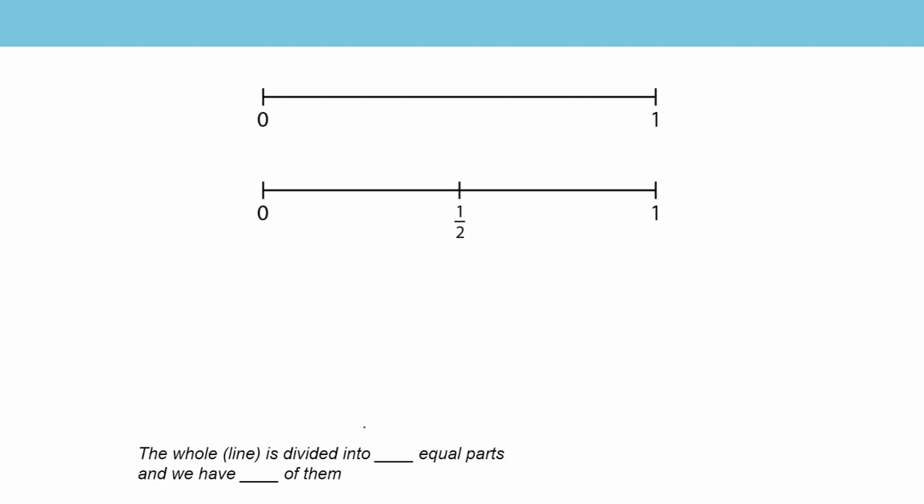I'm going to use a sentence stem to help me this time. What I want you to do whilst I'm using the sentence stem is look at the empty number line above and place your finger where you think 1/3 would be positioned on this number line. So the whole is divided into 3 equal parts and we have 1 of them. Let's have a look. This is where the third would be on the number line.